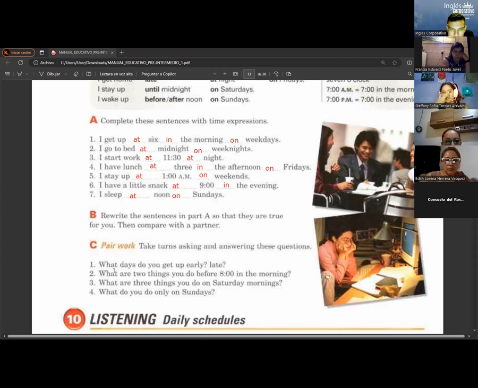Another volunteer, what days do you get up early? I get up early between Monday to Friday at 7 o'clock, and I get up late on the weekend at 9 a.m. Excellent, very good.